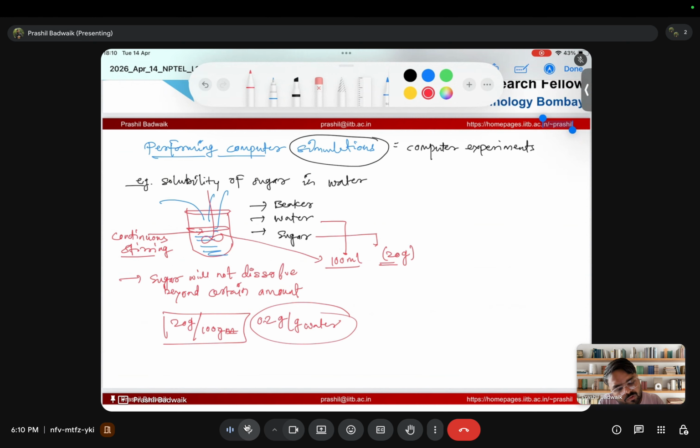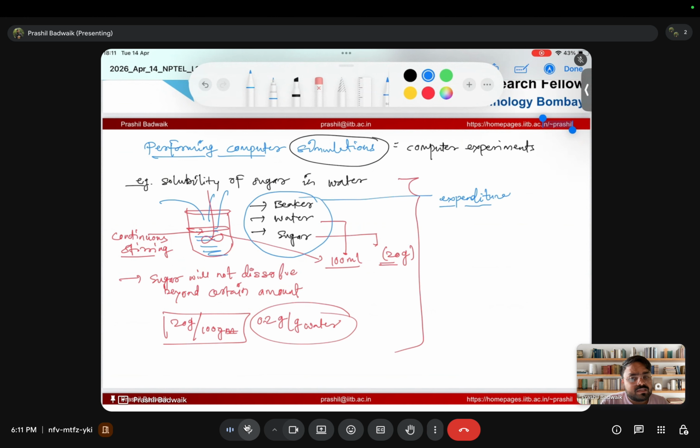This is how we do the experiments, correct? Now how do we do the same thing on a computer? Because what you have seen here is that we need this many things to perform a simple experiment, not a complex one, right? We need some material, so it is costly. It requires some expenditure, some rupees we have to put in to purchase these things.